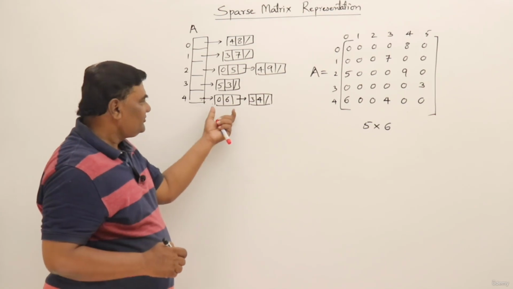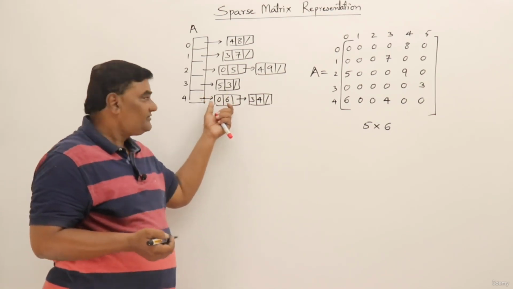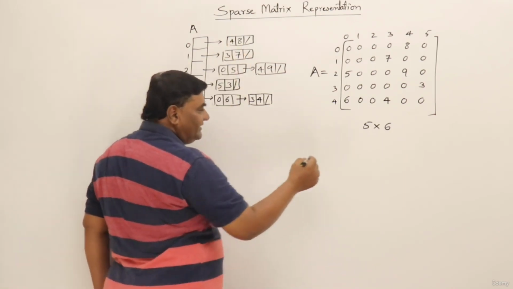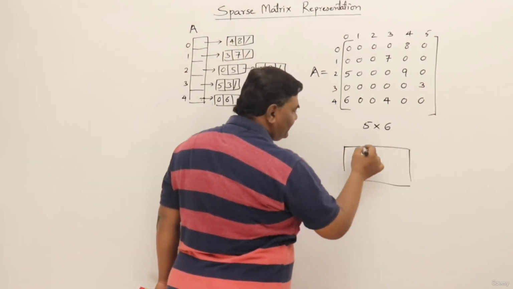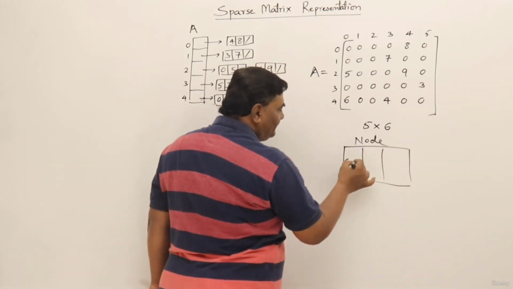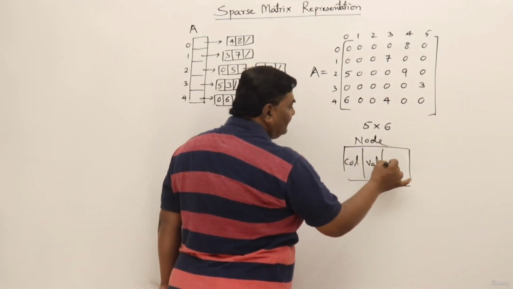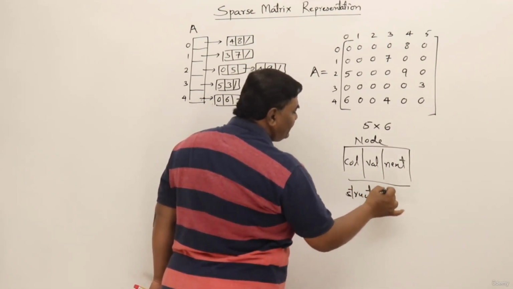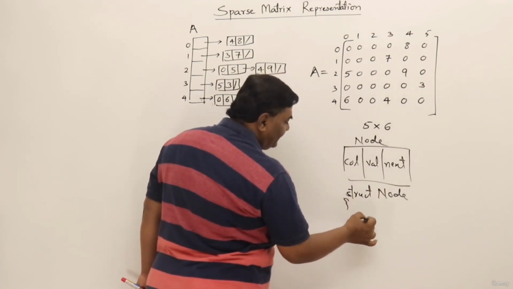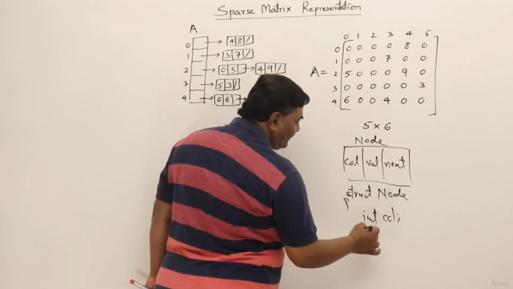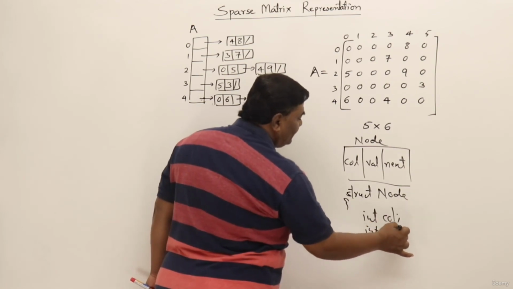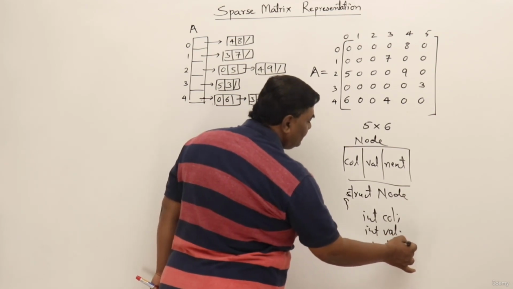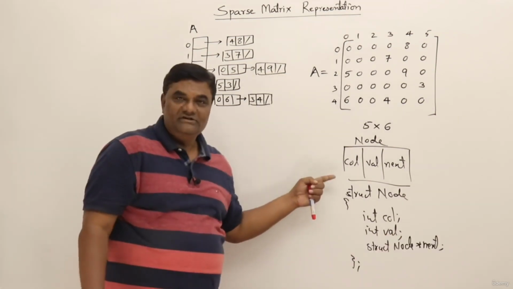This structure has a collection of linked lists, and a linked list is a collection of nodes. So what does the node contain? Each node contains column number and non-zero element. So I define a node structure that contains three things: column number, value, and next pointer. Using C language, if I define a structure, this structure node will contain three elements: column number, value and a next pointer. This is a node, this is a structure.